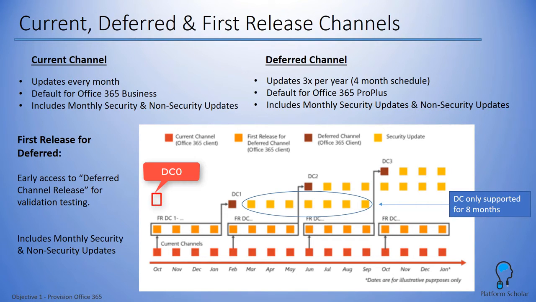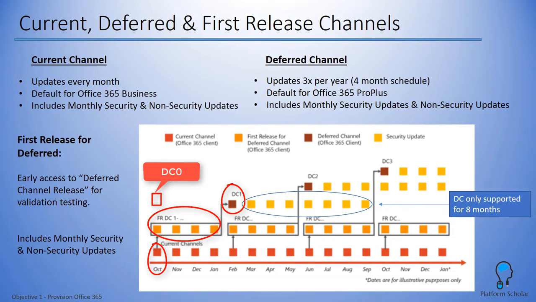First, we'll say that deferred channel release number 0 was just made available in October. The next deferred channel release, DC1, will be available in 4 months, which is February. So this DC1 will be based on the October current channel update, meaning that every time a DC is released, it's based on the current release from 4 months ago. So now we have 4 months between October and February to test this DC1 candidate.